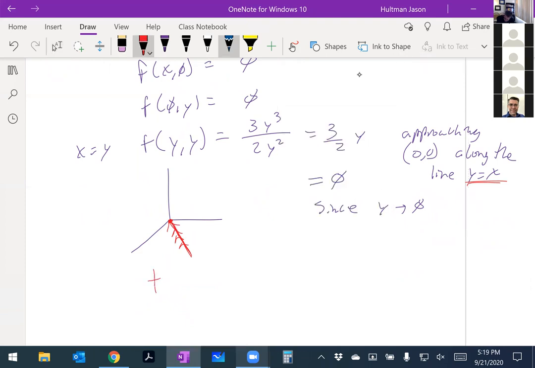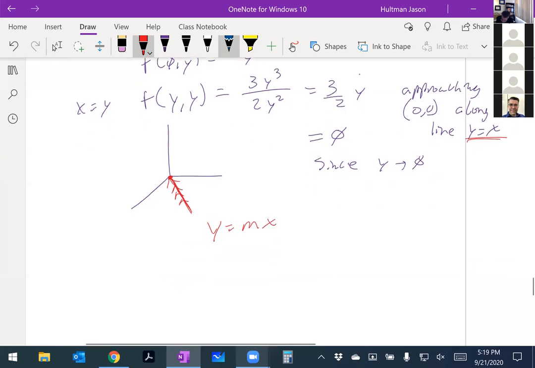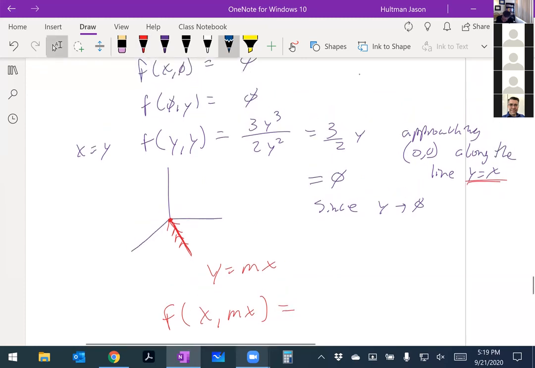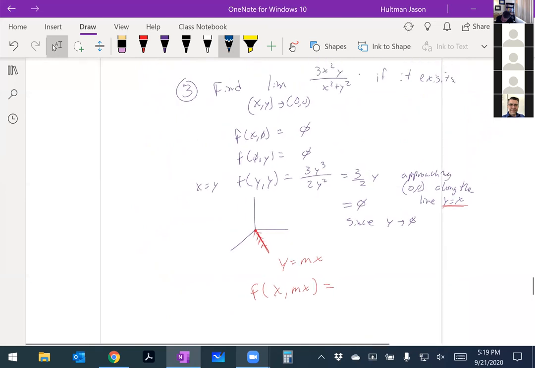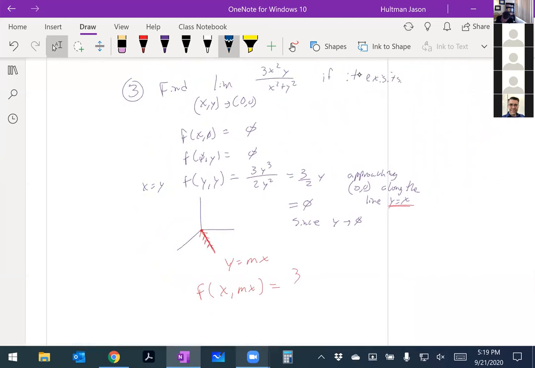Okay, let's get a little spicier. Let's say we let this be any line, not just the line y equals x, but let this be the line y equals mx. Let's do that one. F of x, mx, is equal to what? Well, let's plug this into our original function. Where's our original function? Right there. So this is going to be 3x times mx squared, all over x squared plus mx squared.